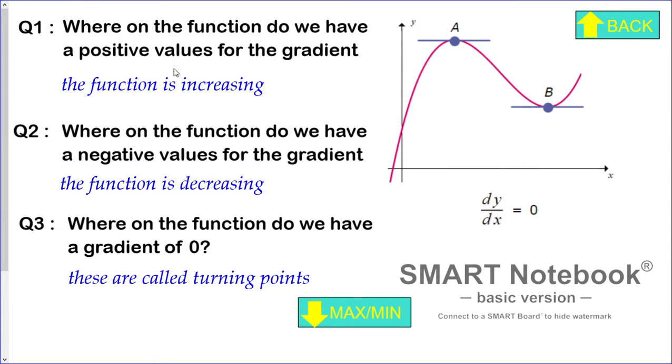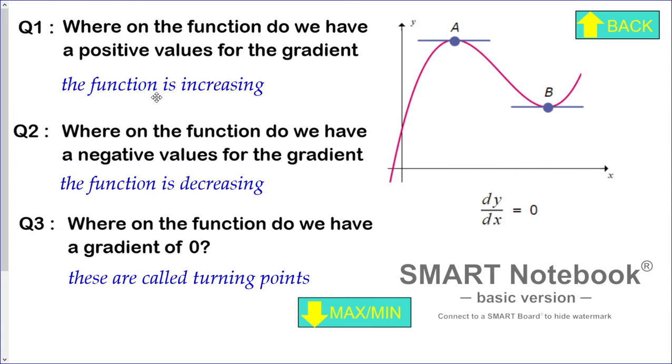Okay. Here is our function. Our function has 2 different turns, okay? The question I have for you is, where on the function do we have a positive value for the gradient? Remember, a positive gradient goes from bottom left to top right. So as you can see, leading up to A, we have a positive gradient the whole way. Okay? Leading up to A. Also, if you look at the end after B we also have positive gradients.